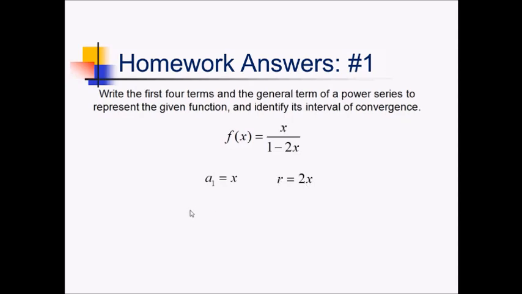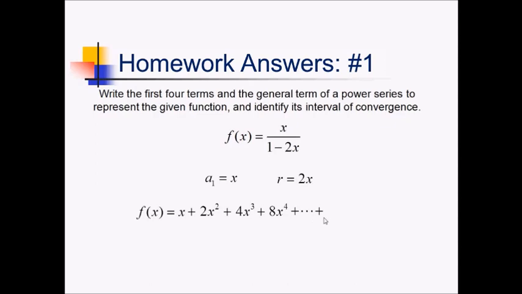To write our function now, we're going to start with x. That's our first term because it's our A1, our first term of the series. So we can write f of x equals x. And now we're going to just keep multiplying by 2x, the common ratio, to get the rest of the terms. So our next term is going to be 2x squared. After that, we've got 4x cubed. And then our fourth term will be 8x to the fourth. And then dot, dot, dot.